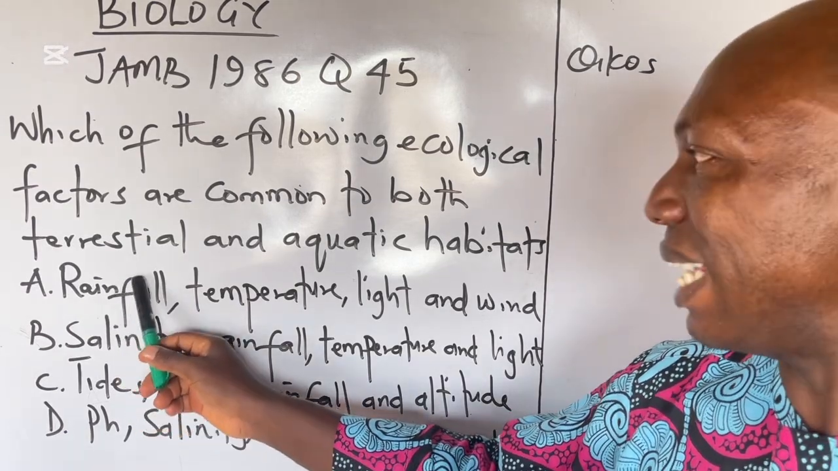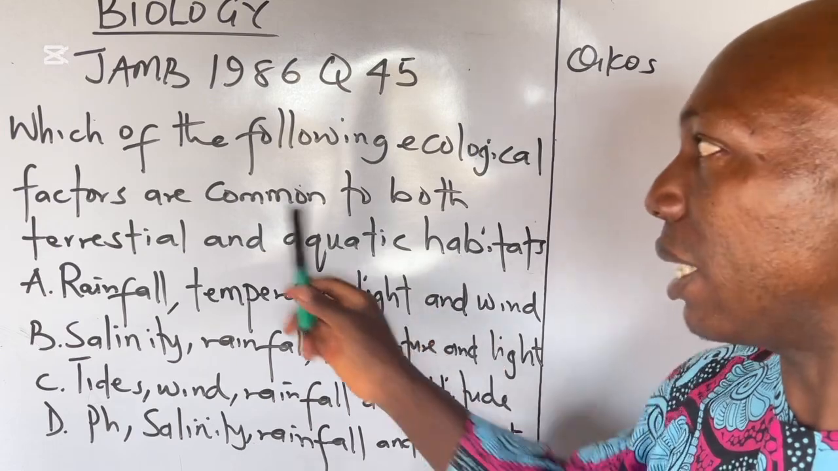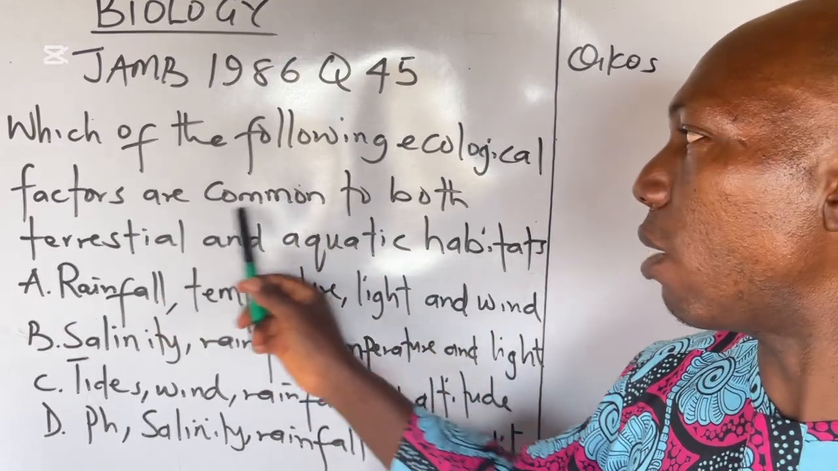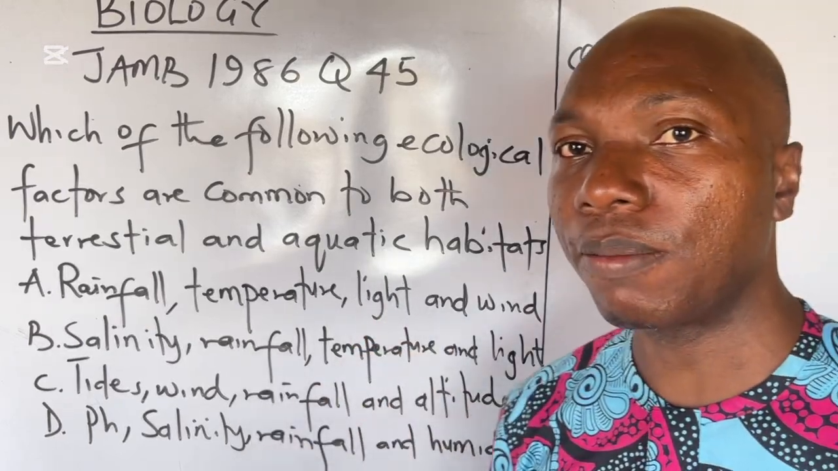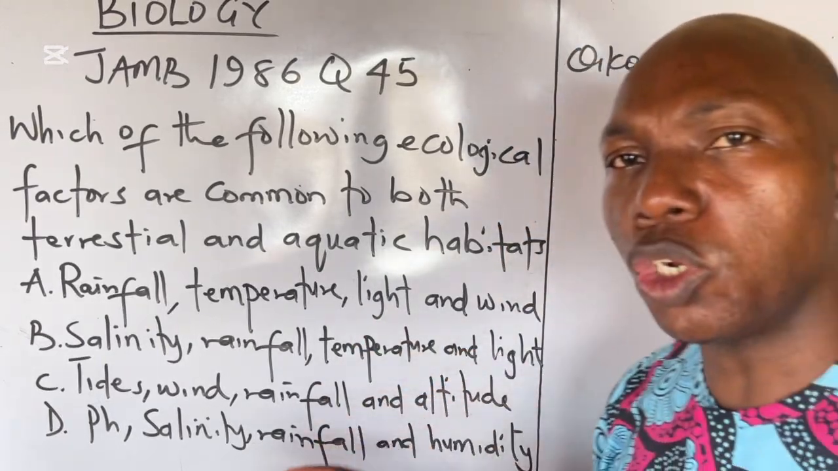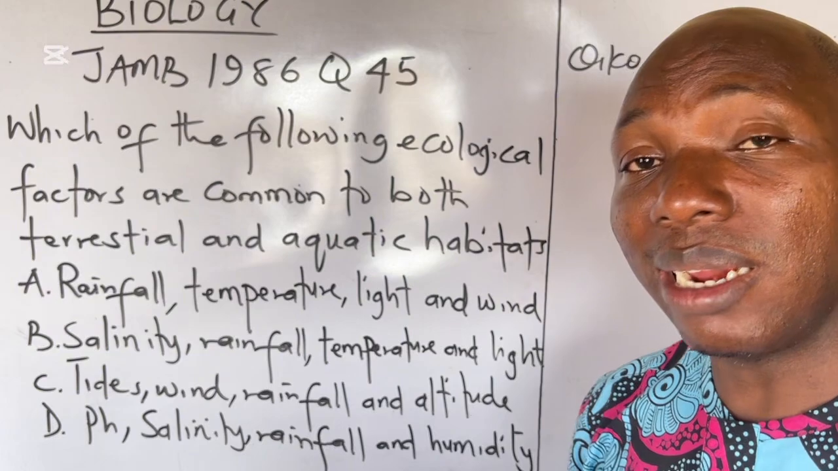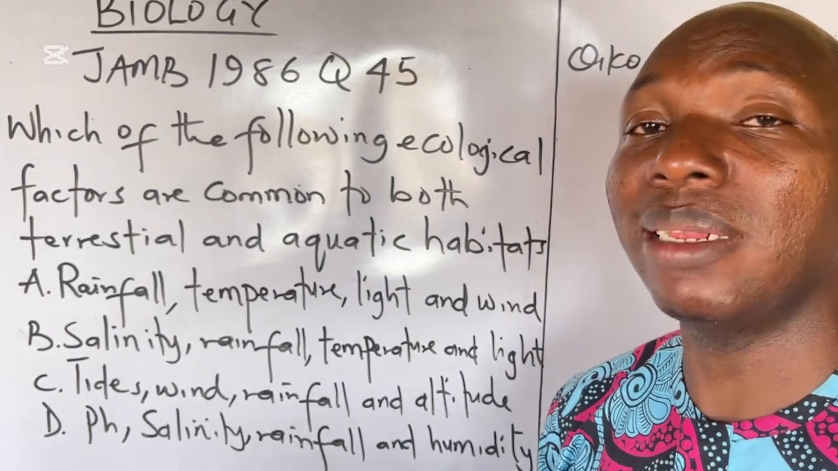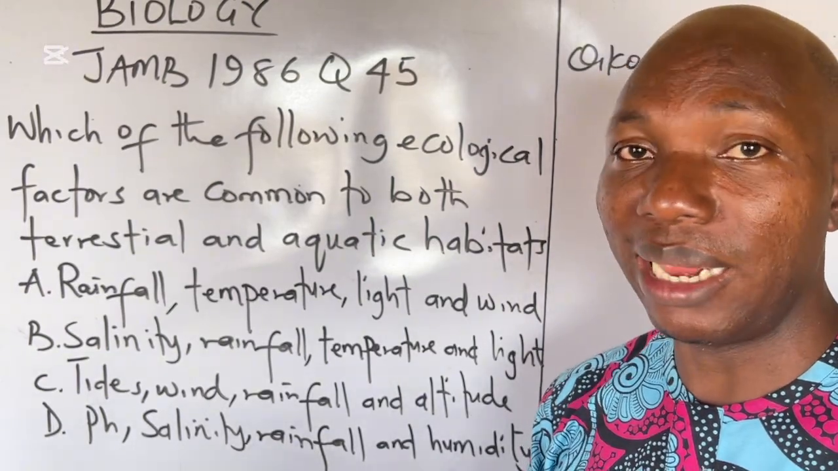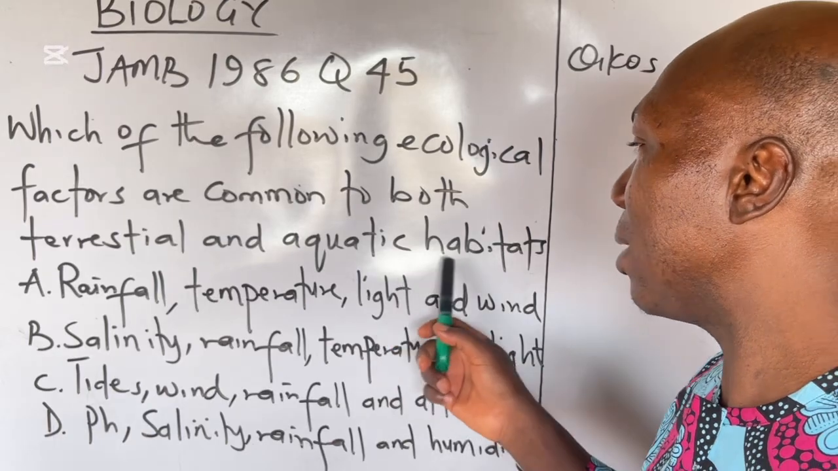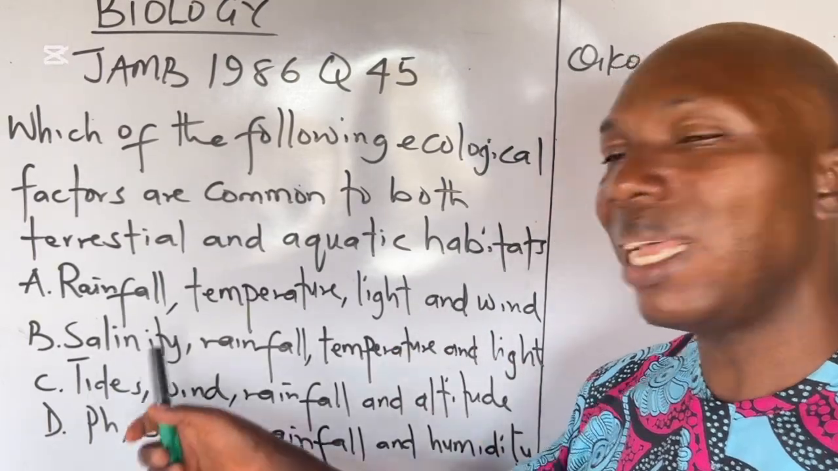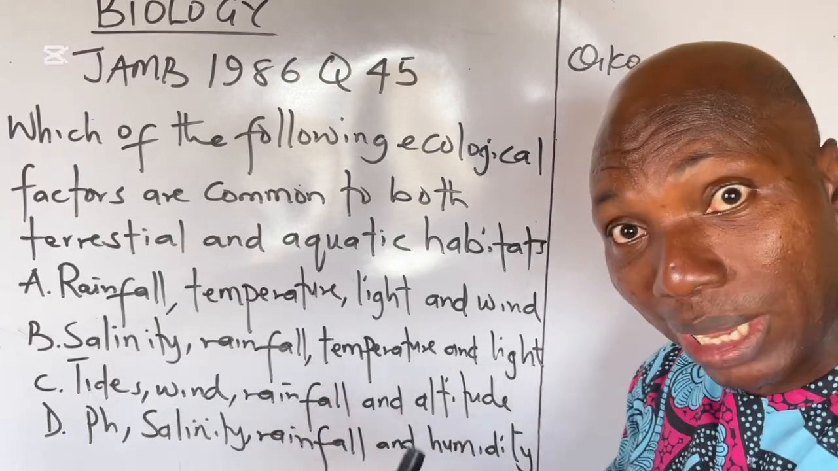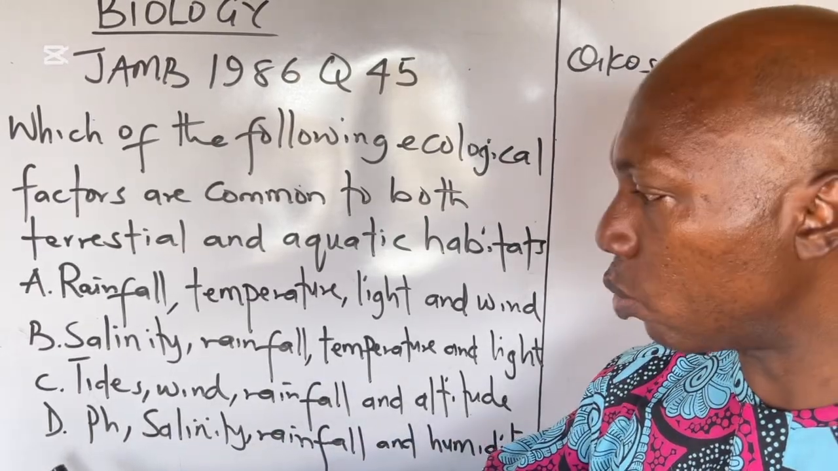We are told, which of the following ecological factors are common to both terrestrial and aquatic habitat? What is terrestrial? Terrestrial means land, animals that live on land or plants that live on land. Aquatic habitat means you are talking about water. So let's see the factors that affect them together. Let's start from the last one.